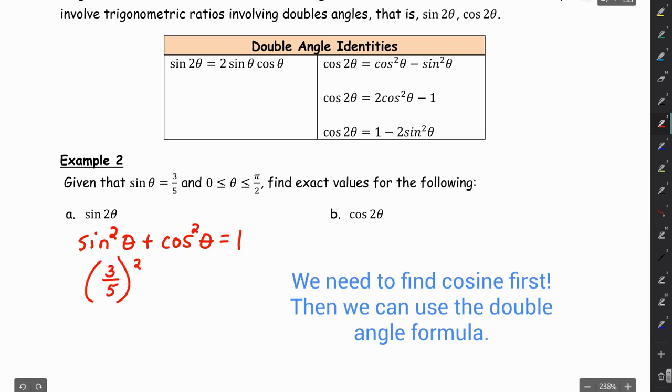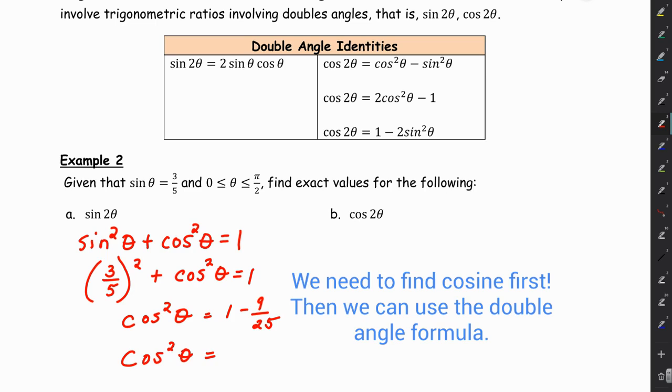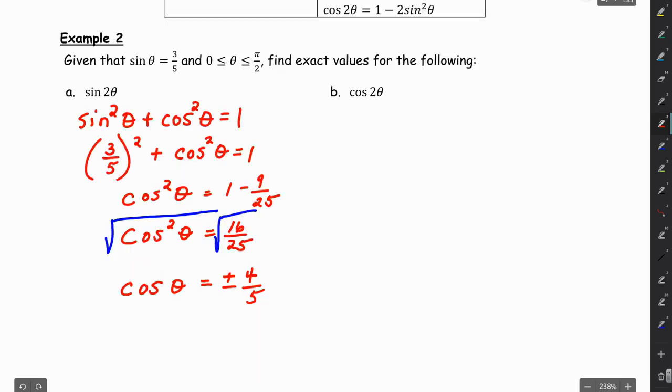3/5 squared plus cosine squared theta equals 1. And now you can see it's going to be really easy for us to solve for the cosine of theta. So we have 3/5 squared is 9 over 25. I'm going to subtract that from both sides. So we end up with cosine squared theta equals 25 over 25 minus 9 over 25. That gives us 16 over 25. So our answer is plus or minus 4 over 5.